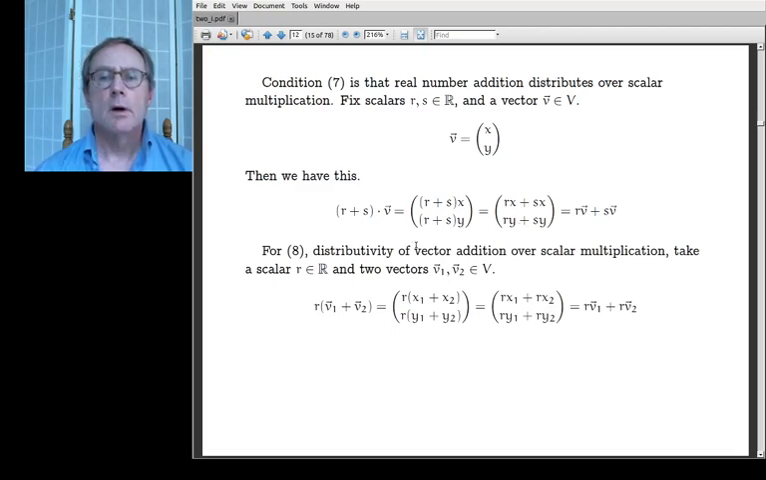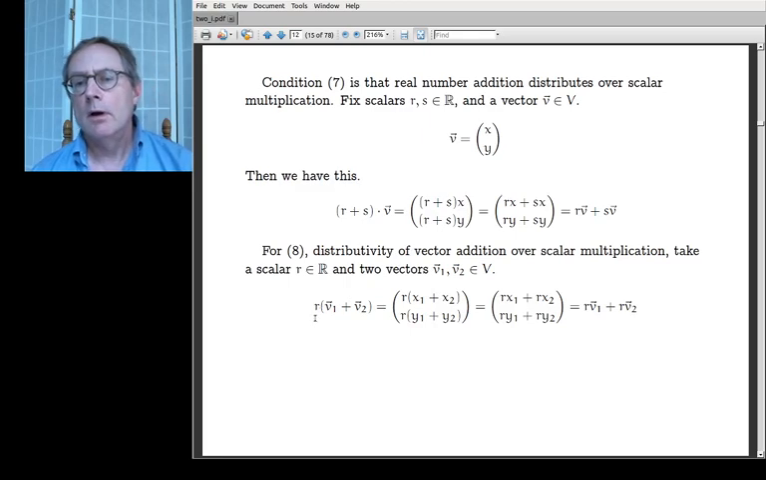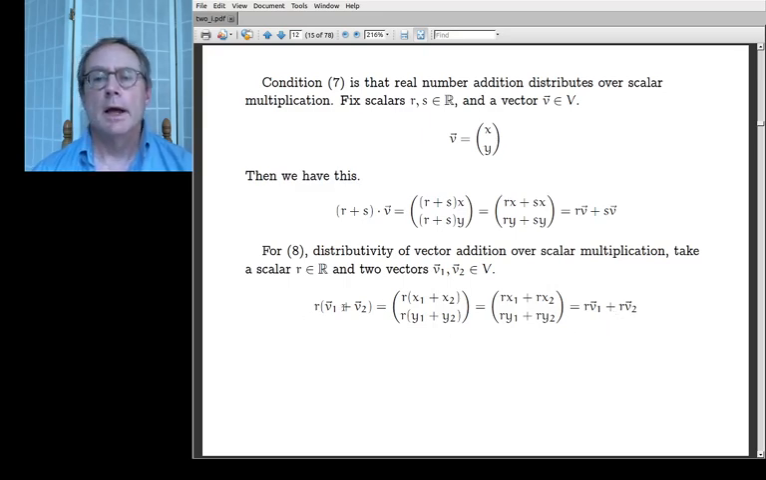The next one, maybe you're getting the swing of this. You'll have r times v1 plus v2, and you're comparing it to rv1 plus rv2. And do you get that? When you do r times v1 plus v2, you get this. When you do rv1 plus rv2, you get this, and they're equal because r times x1 plus x2 is equal to r times x1 plus r times x2, just because they're real numbers. R times y1 plus y2 does equal ry1 plus ry2, just because they're real numbers. So that's condition 8.